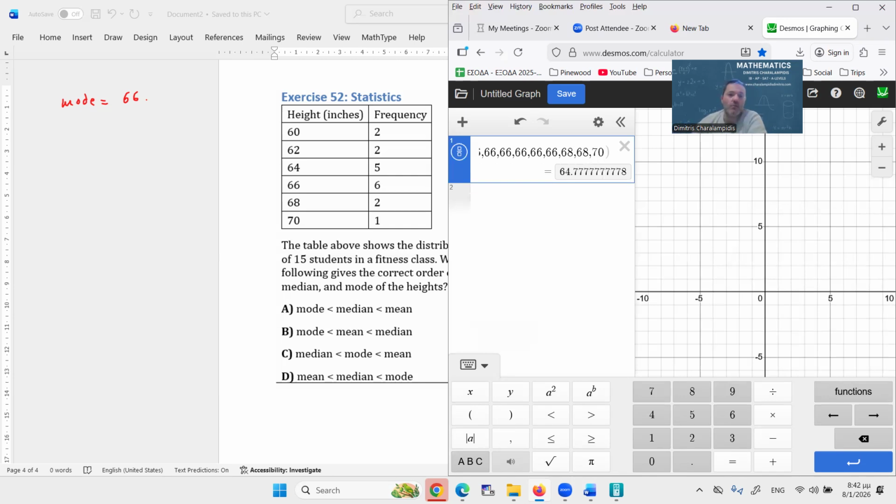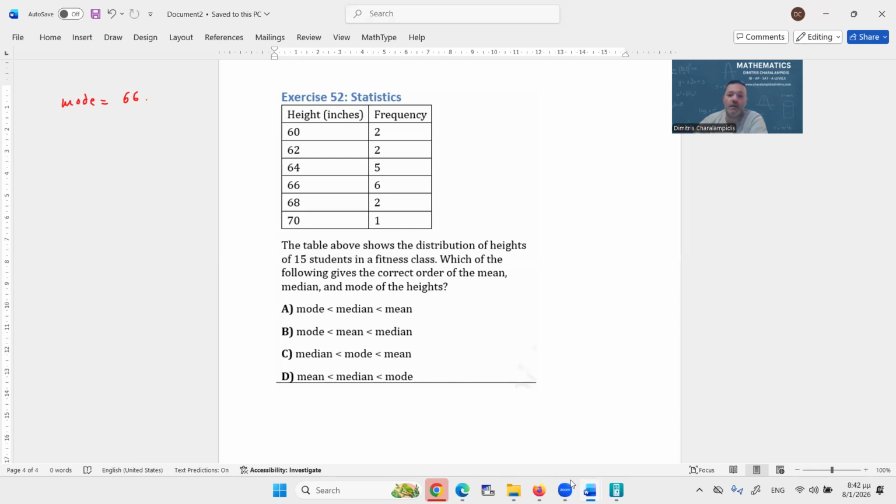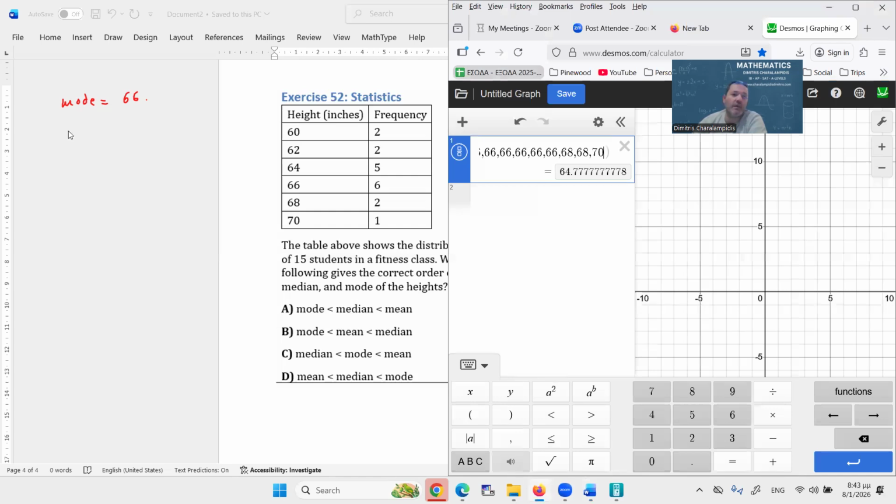So now we know that the mean is equal to 64.777 and so on. Now, I need to finally calculate median.